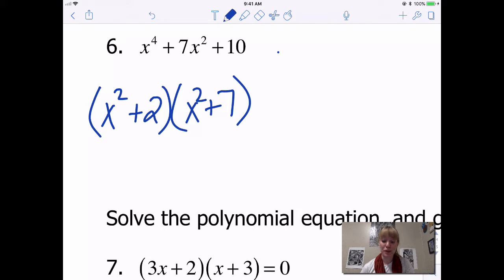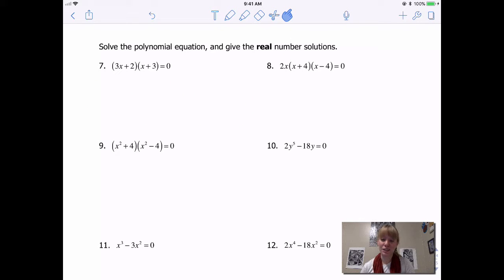Okay, number 6 was an add-multiply problem, so I get x squared plus 2 and an x squared plus 7. Last but not least, we've got just one more set of zero product property. We have done this before, so hopefully this is going to feel good for you.